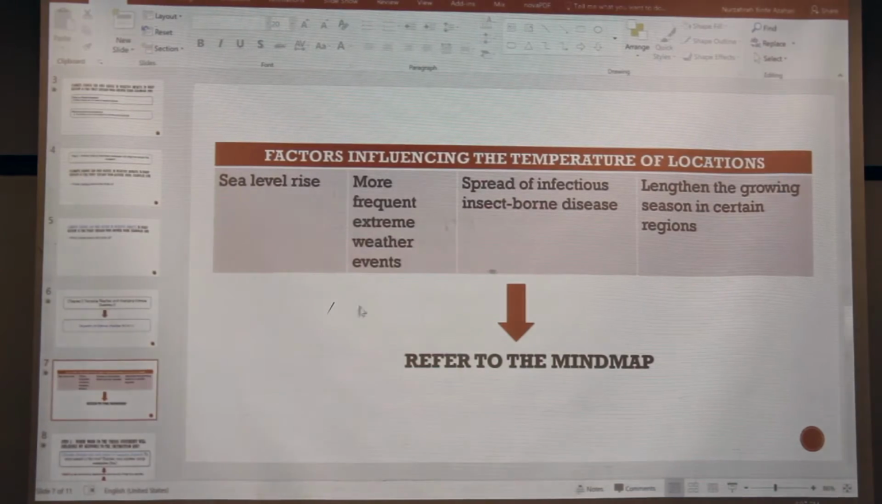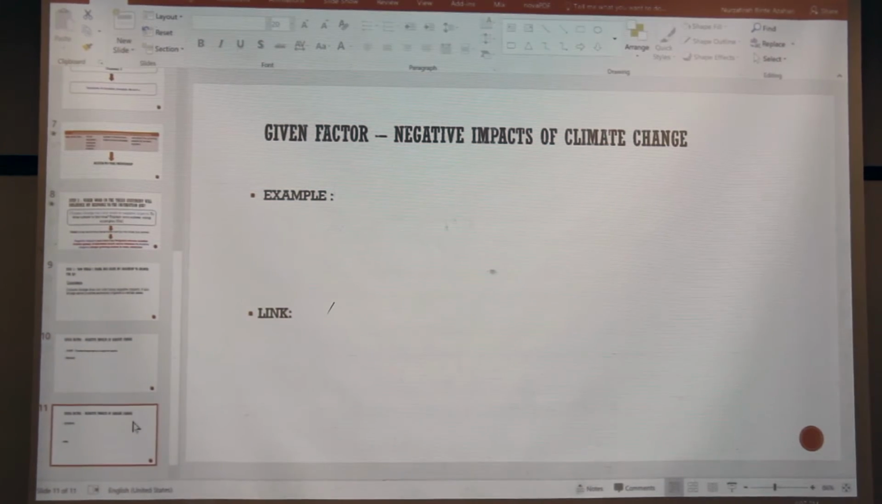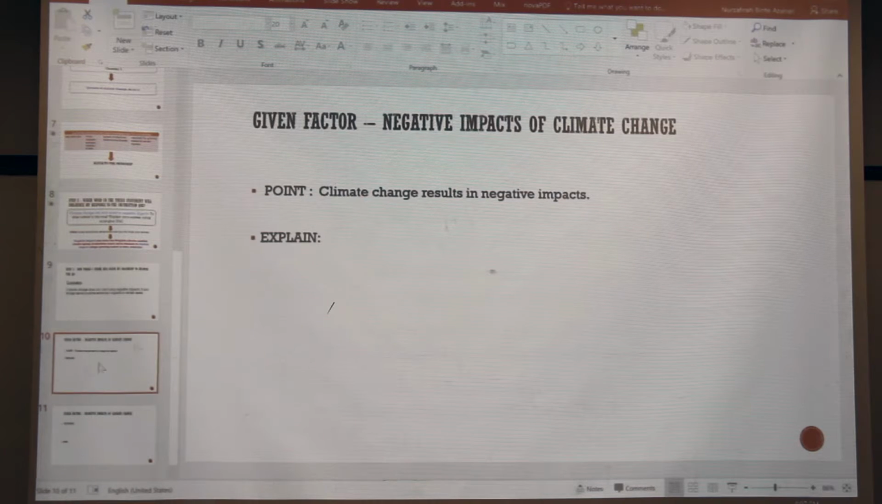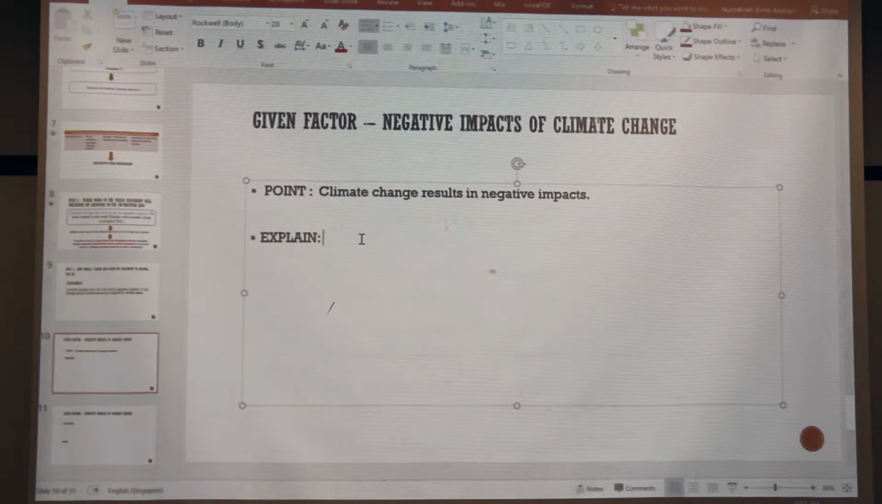The first one, remember, we want a balanced answer, right? So my two paragraphs, one will be positive impact, the other one will be negative impact. So here, my point, everyone refer to the practice, point 1. Let's practice. Okay, climate change. When we're talking about point, we are essentially just answering the question. Okay, climate change results in negative impacts.